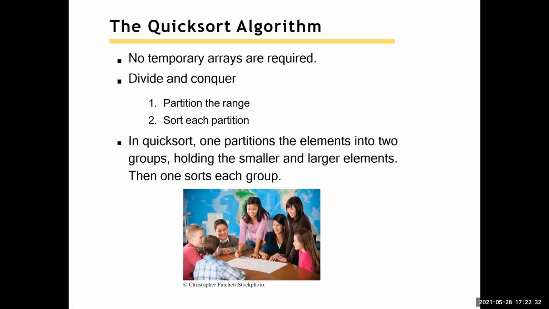Another one is called the Quicksort. In Quicksort, we're going to find a pivot somewhere, partition it, and then sort each partition. In this case, I don't need any temporary arrays. In the previous one, we needed a temporary array to put them in.